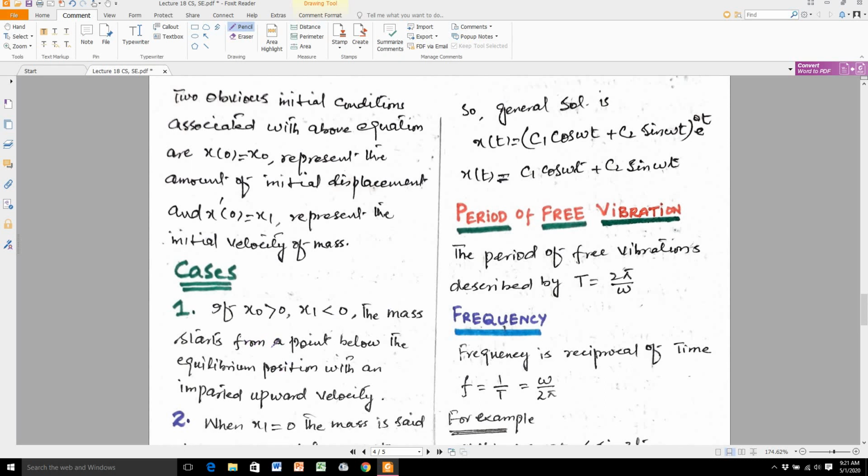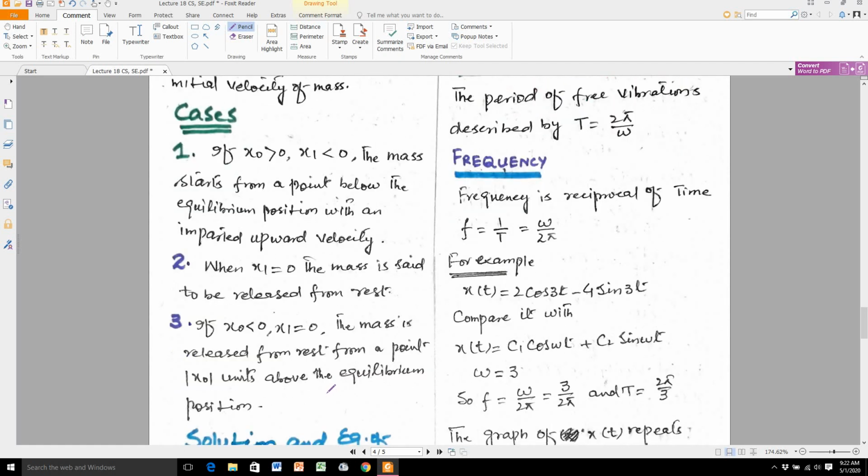The mass starts from a point below the equilibrium position with an imparted upward velocity, and you know that when velocity is negative, then it is in the upward direction. Now point number 2: when x1 is equal to 0, the mass is said to be released from rest. If x naught is less than 0 and x1 is equal to 0, the mass is released from rest from a point x naught units above the equilibrium position.